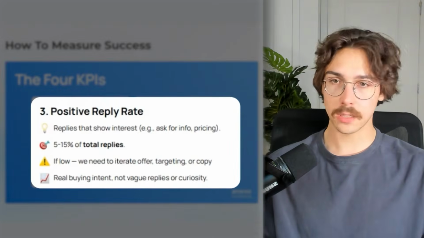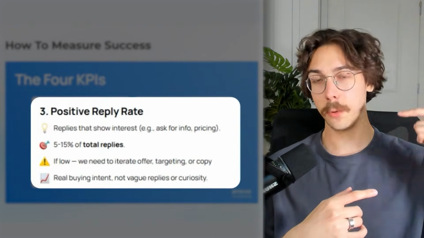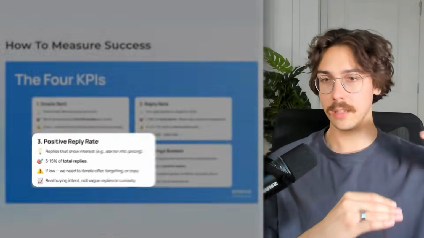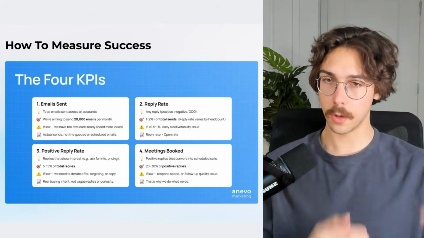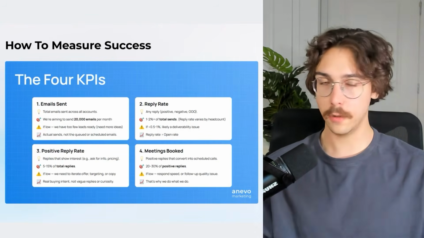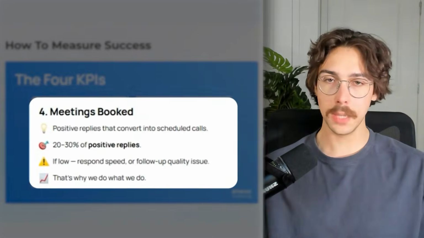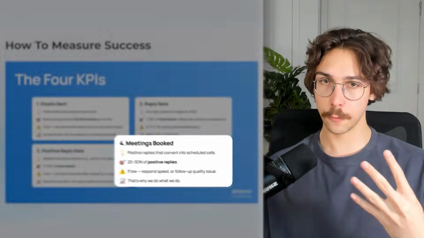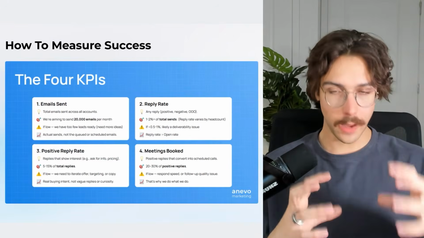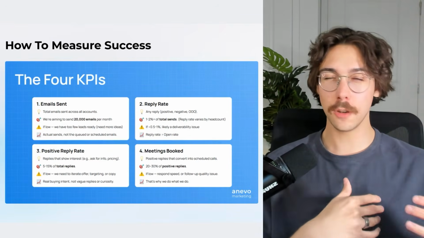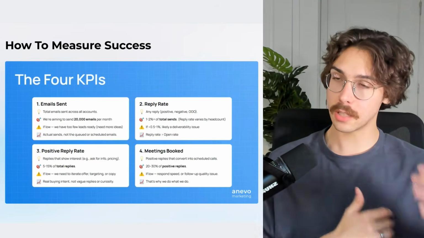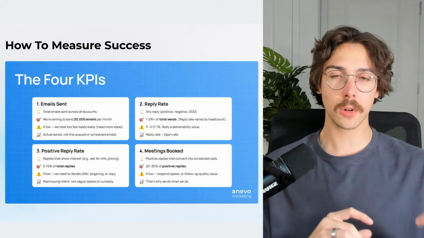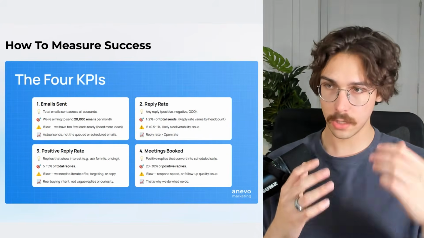Number 3 is positive reply rate. So what percent of the people that did respond are interested? So let's say if you get 10 replies and one of them says they want to get on a call with you, that would be 10% of your replies being interested. And then meetings booked. So what percent of the people that say they're interested want to get on a call with you? These are the 4 KPIs we measure, because if you have these 4 KPIs, you can get a pretty good feel of if your campaigns are successful or not, or on the right track, and also get a pretty general idea of what you can troubleshoot to actually improve results.